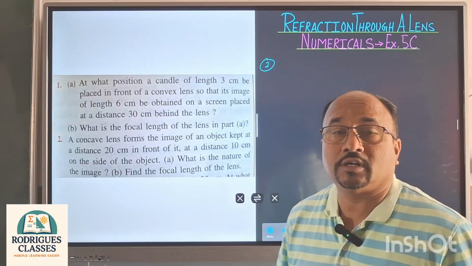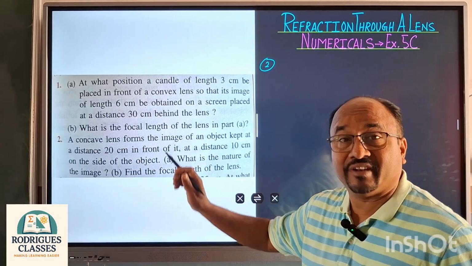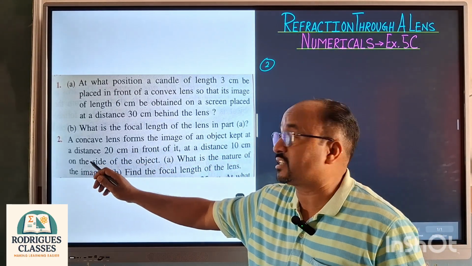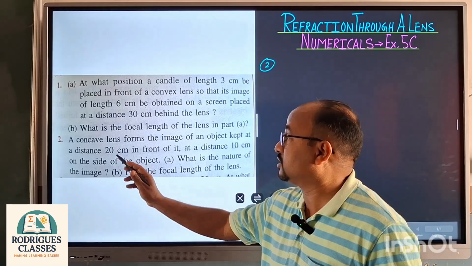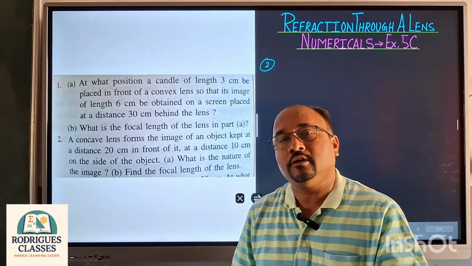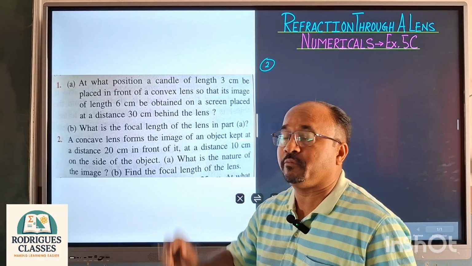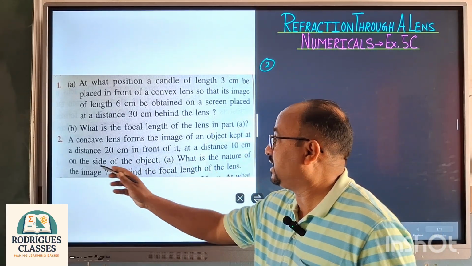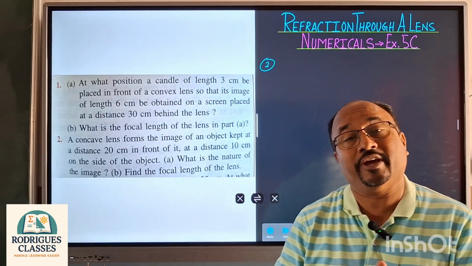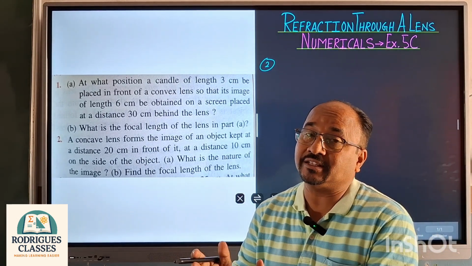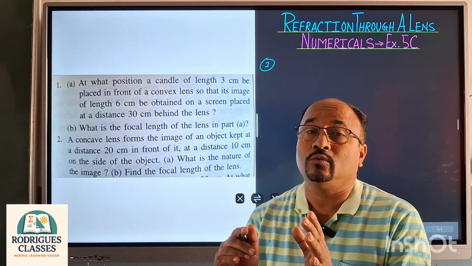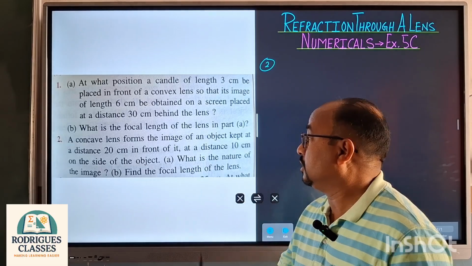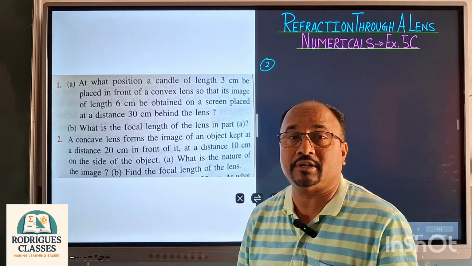So now we move to the second numerical, which say the concave lens. Okay, a concave lens forms the image of an object kept at a distance 20 centimeter in front of it. So this is the object distance 20 centimeter. U always has to be taken as negative, so U will be written as minus 20 centimeter. Image is formed at a distance 10 centimeter on the side of the object. So where object is there, on the same side the image is there. It means it is a virtual image, and virtual image will be given a sign of negative. So V will come as minus 10 centimeter.